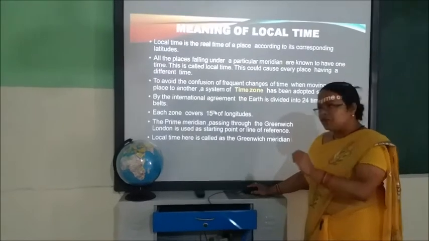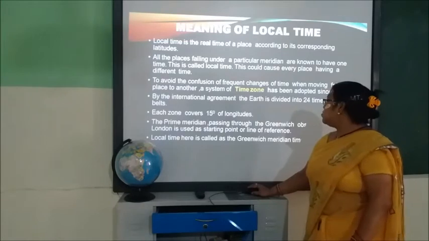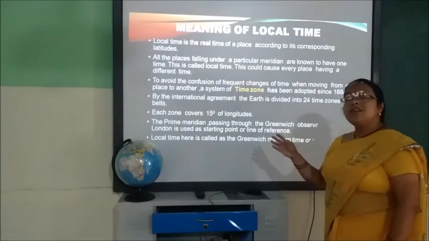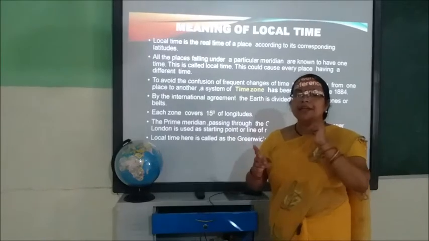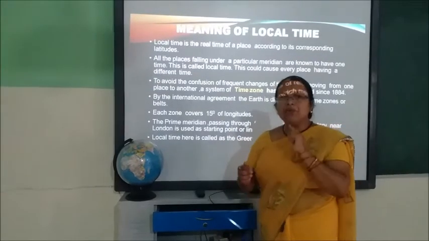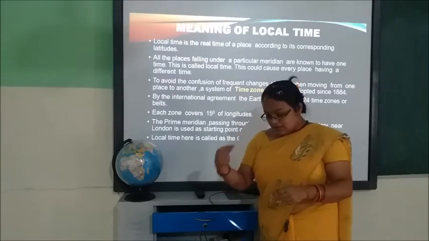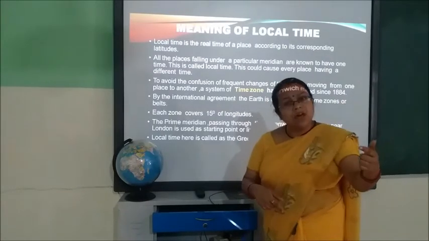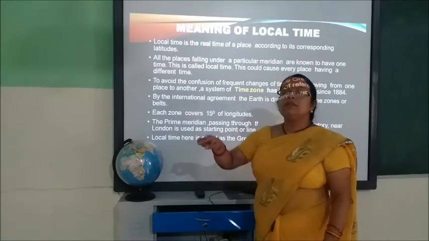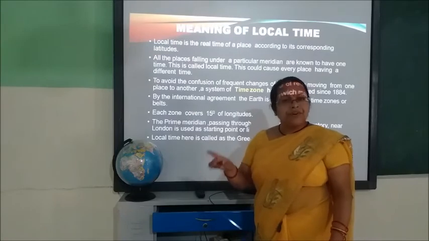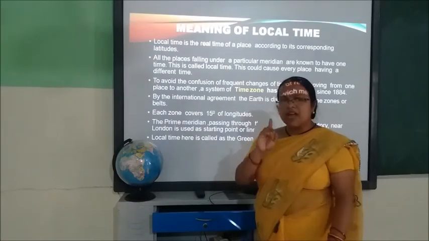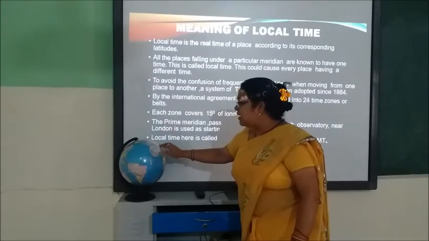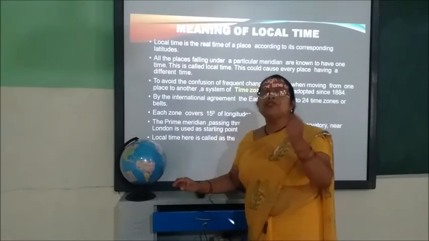The prime meridian passes through the Greenwich Observatory near London and is used as the starting point or line of reference. We have to take some starting point, just like in a race, when you start you should have one starting point and one finish point, only then can you find out who came first and how many minutes they took. Similarly, for making 24 time zones on our earth, we had to take one reference point, a starting point. That starting point was taken by the different countries, and it is the prime meridian or 0 degree longitude, which passes through the Greenwich Observatory at London.